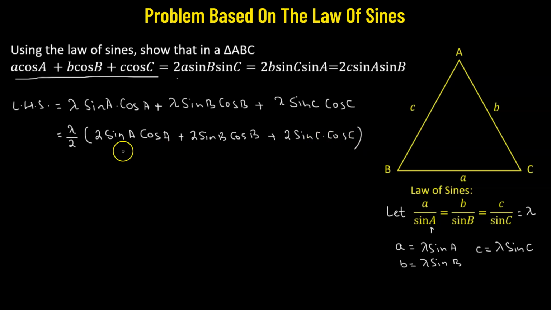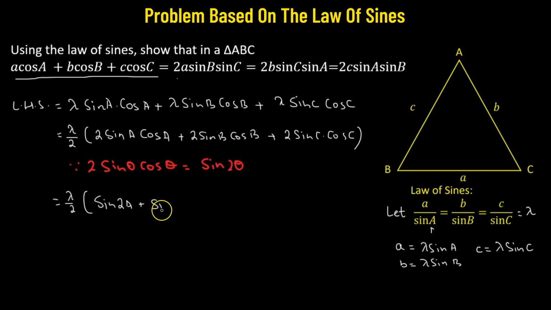Now we are multiplying each term by 2 because we know for a fact that 2 times sin theta times cos theta is the formula for sin 2 theta. So using this, we are going to get lambda over 2 multiplied by sin 2A plus sin 2B plus sin 2C. We're going to label this as number 1 because we'll have to come back to this again.